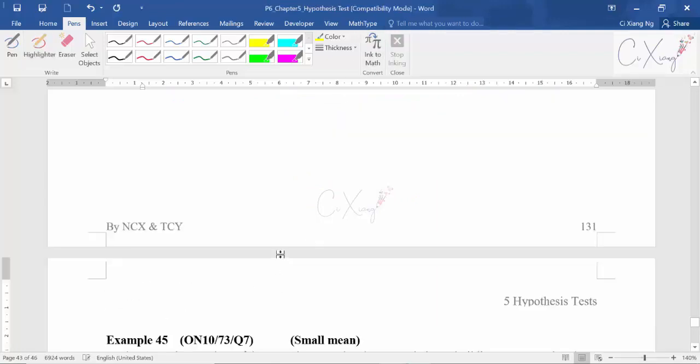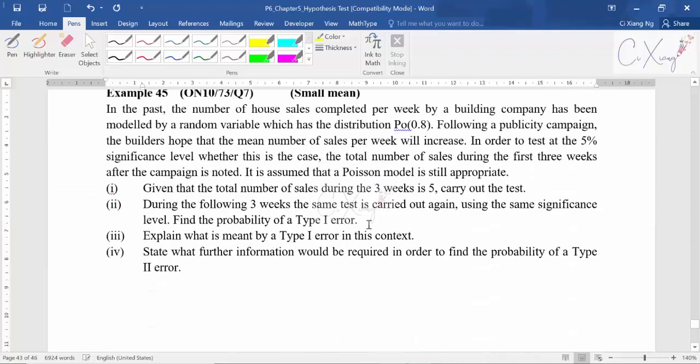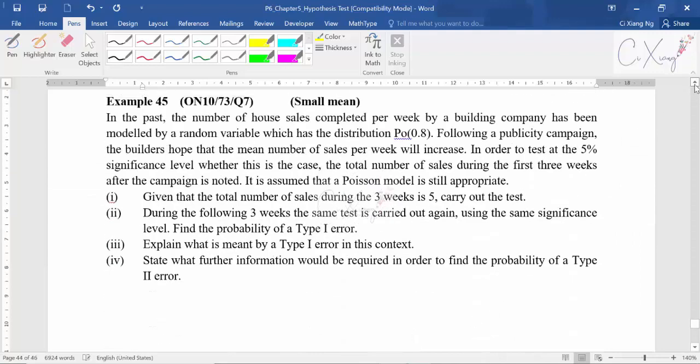Okay, so a similar thing happens for example 45. Maybe for example 45, I will want you to try it on your own, and then I will give you some final answers here. But of course, I will still discuss a little bit with you so that you know how to do it. All right. Okay, so we discuss example 45 together.